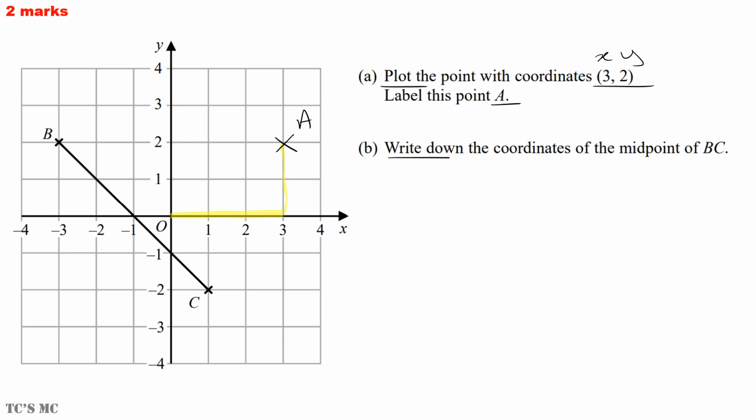Part B, write down the coordinates of the midpoint of BC. Visually, we can see the midpoint, or otherwise known as the halfway point, is over here. So the coordinate would then be -1, 0. To get the 1 mark, you have to have it that way round.